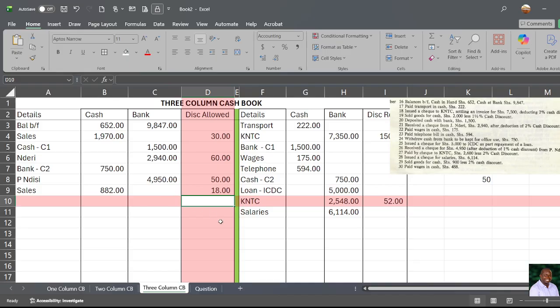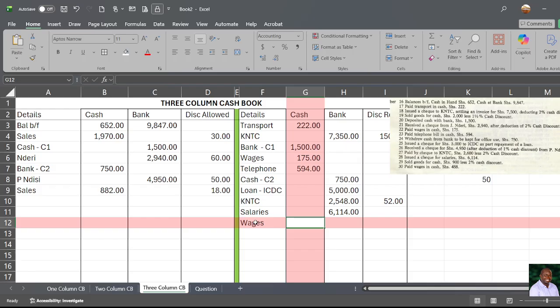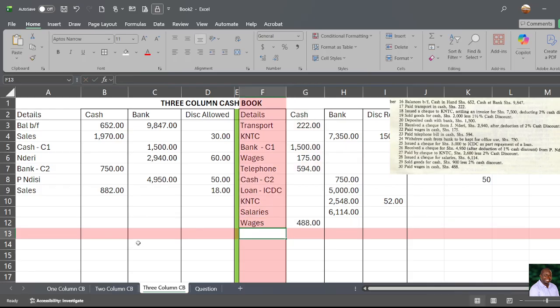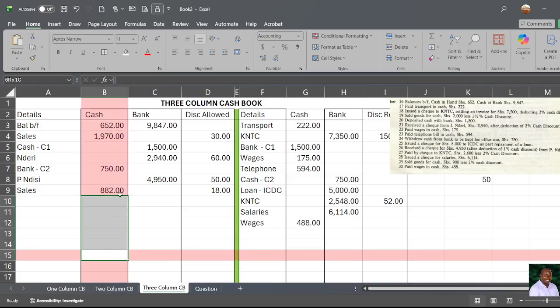Then lastly, he paid wages in cash. Wages in cash is how much? 488. So it is now time to balance these figures. We expect this side to be bigger. So let me just pick this up. Let me put it here. So our figure there is 42.